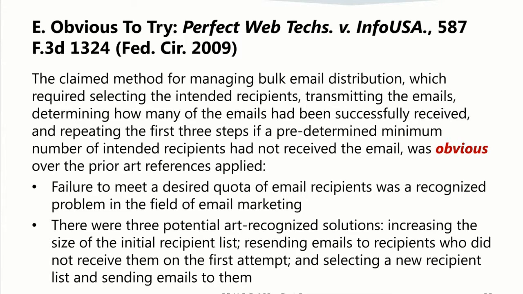The prior art recognized a problem in the field of email marketing, which was a failure to meet a quota of email recipients. The prior art recognized three potential solutions. 1. Increasing the size of the initial recipient list. 2. Resending emails to recipients who did not receive the email on the first attempt. And 3. Selecting a new recipient list and sending emails to them. The claimed method was found obvious over the prior art.